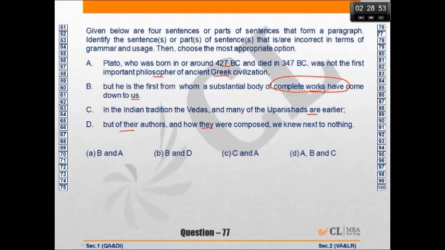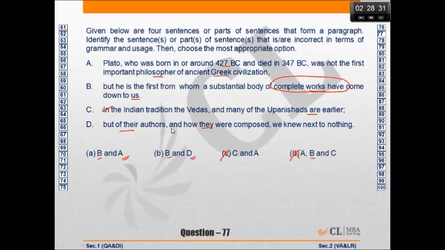So if I say B is an incorrect statement, it is a part of three choices, so it does not help me at all. Okay. In the Indian tradition, the Vedas and many of the Upanishads are early. This is perfectly fine. So choice C cannot be a part of my answer. So I will say this cannot be the answer, this cannot be the answer. So we have to choose between A and D.